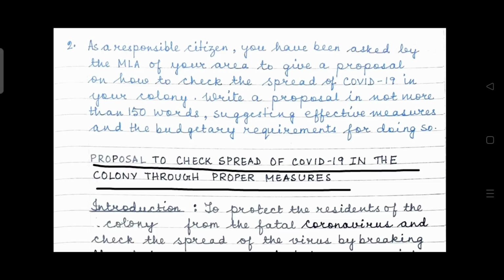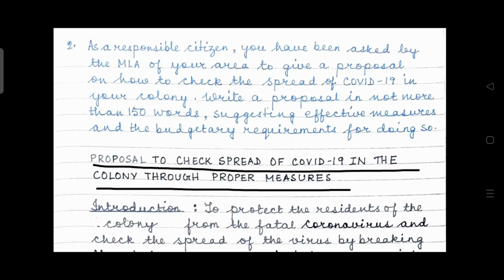How did I write this title? I have taken help from the question itself. What is the question? How to check. That is, we need to implement measures, precautionary measures. Therefore, I have mentioned through proper measures. Take help from the question. Copy from the question itself whenever you are writing the heading.